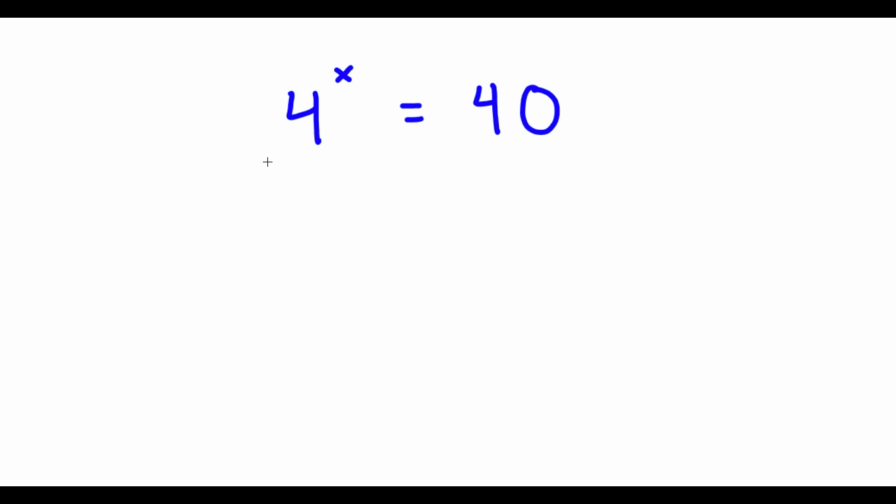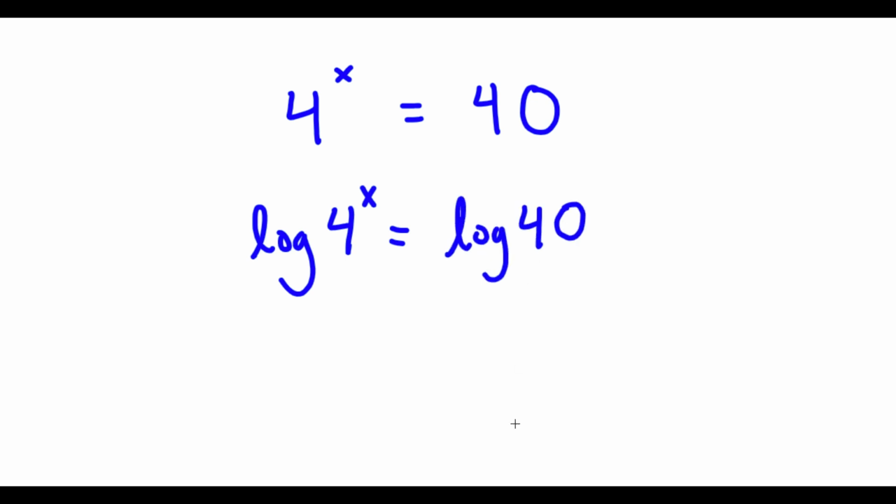Alright, so in this problem, I have 4 to the power of x is equal to 40. So to solve this, I'm going to first start by taking the log on both sides. So now I have log 4 to the power of x is equal to log 40.